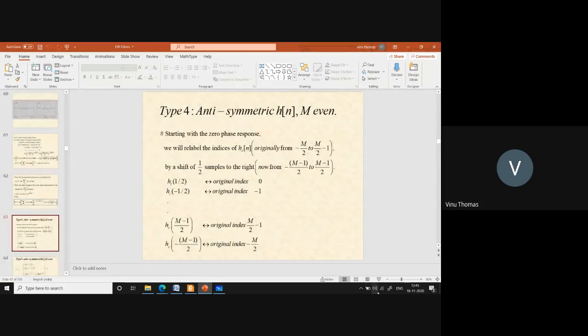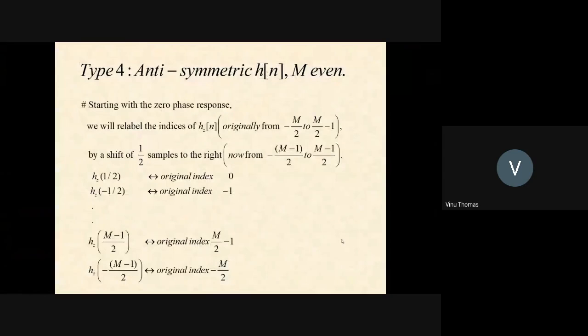That is the type 4 anti-symmetric, h of n, M even. So the derivation is exactly like the type 2 filter, except that now you have an anti-symmetric impulse response. Starting with the zero phase response, which is originally from −M/2 to M/2 − 1, by a shift of half samples to the right, it is now from −(M−1)/2, which is an odd multiple of 1/2, to (M−1)/2. Now we have h at 1/2, origin index 0, h at −1/2, origin index −1. Likewise, it increases.